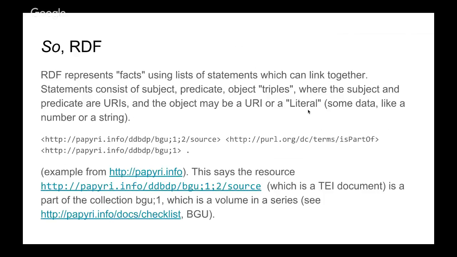So here's an example from the site papyri.info, and it says that this thing, ddbdp bgu12/source, is part of this thing, bgu1. So that's essentially saying this particular papyrus edition, which is a TEI document, is a part of the volume in which it was originally published. So it's a fairly straightforward thing.